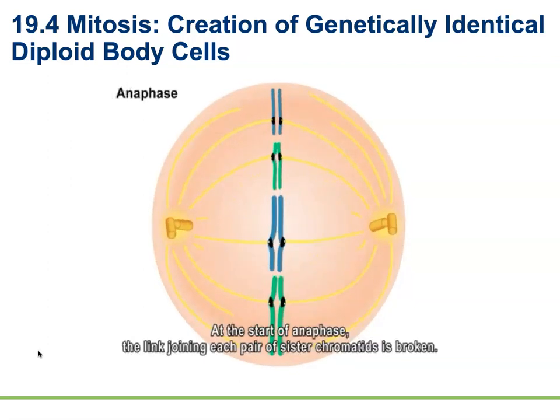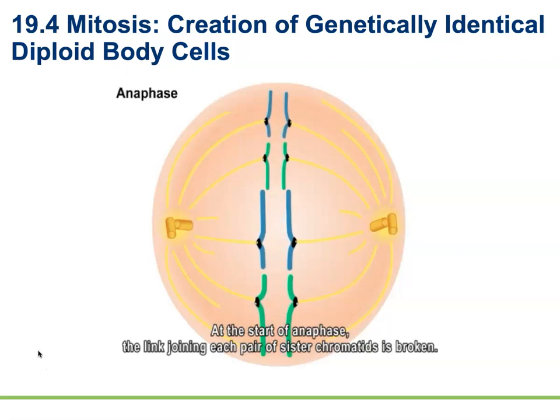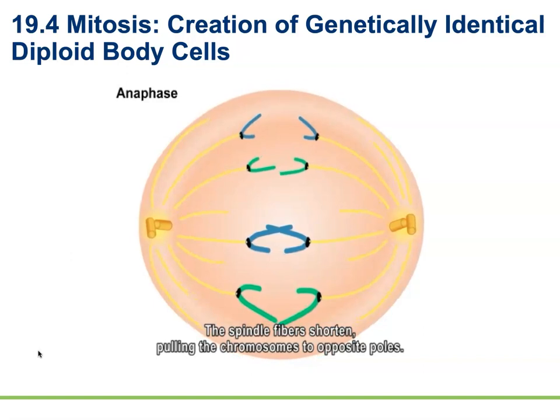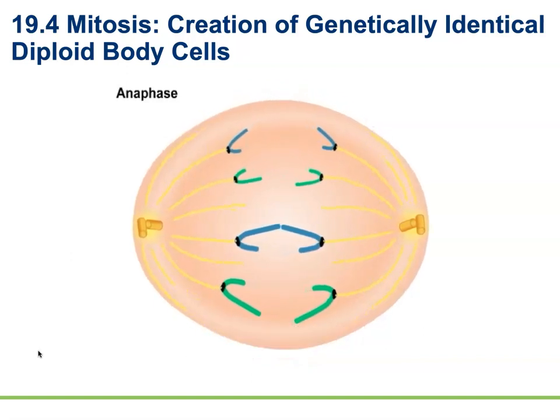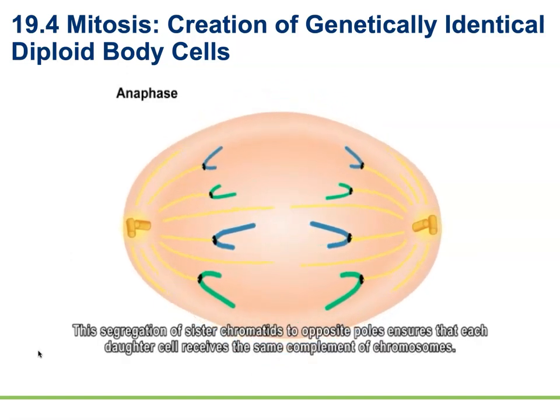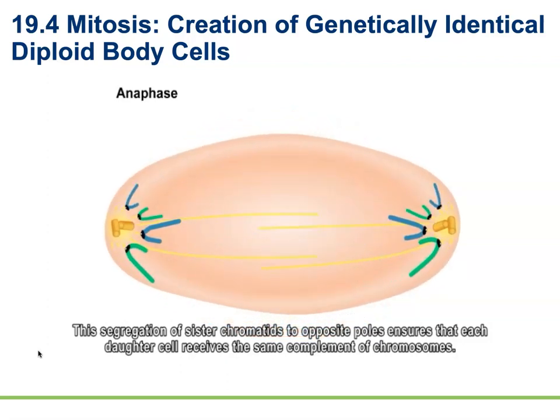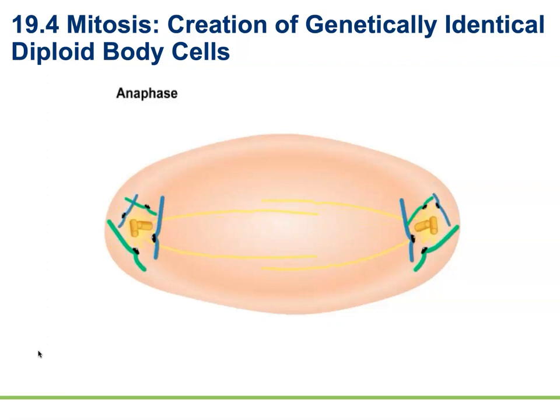At the start of anaphase, the link joining each pair of sister chromatids is broken. The spindle fibers shorten, pulling the chromosomes to opposite poles. This segregation of sister chromatids to opposite poles ensures that each daughter cell receives the same complement of chromosomes.